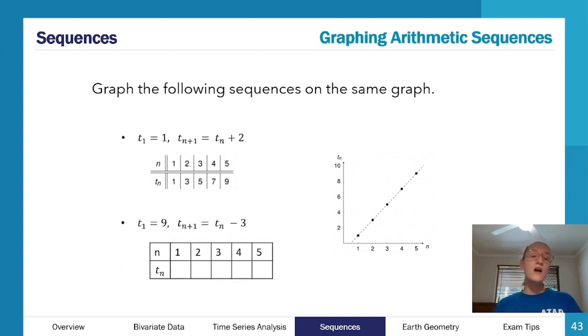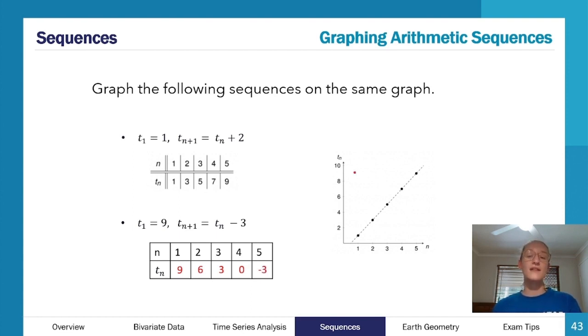Here, for example, our starting point is 9 in this second example, and our common difference is -3. So each time we apply our rule to find our next term, we're actually taking away 3. So we're starting with 9, and then we're taking 3, so we get 6. And then we're taking 3, so we get 3. We take 3 to get to 0, take 3 to get to -3.